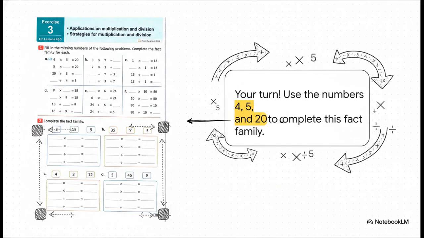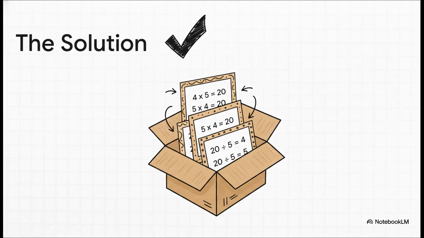Okay, your turn. Have a look at this. The numbers are 4, 5, and 20. So based on everything we've just talked about, what are the 4 equations that make up this fact family? Think about it. And there they are. See? If you know that 4 times 5 is 20, you automatically get the other 3 for free. You know 5 times 4 is 20, you know 20 divided by 5 is 4, and you know 20 divided by 4 is 5. It's like a buy one, get 3 free deal.